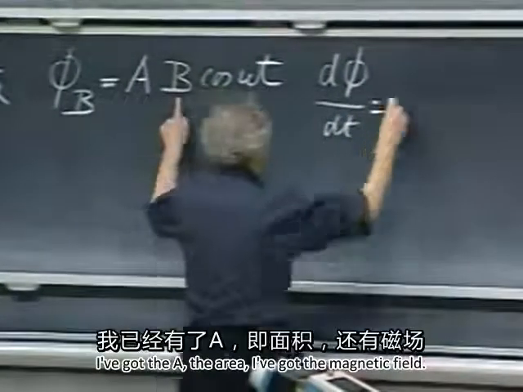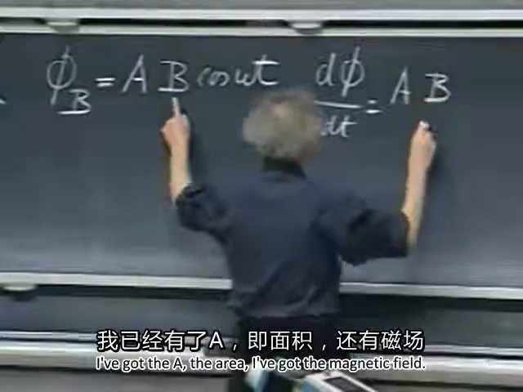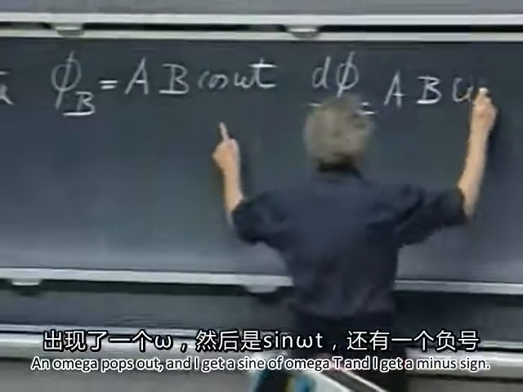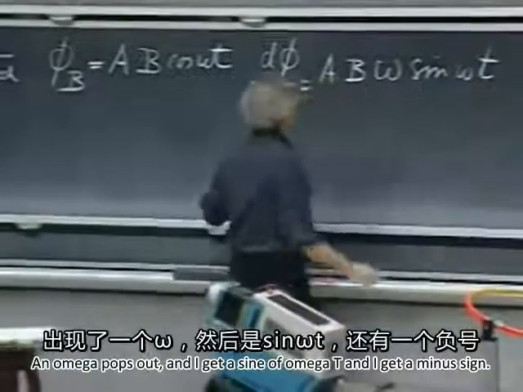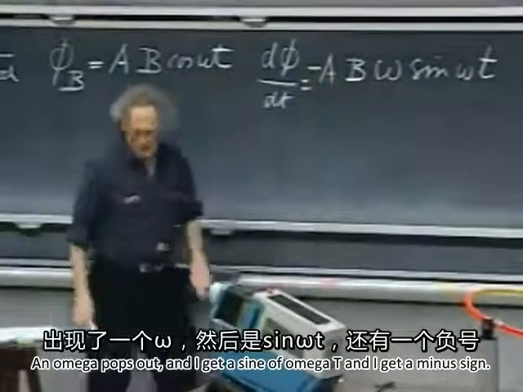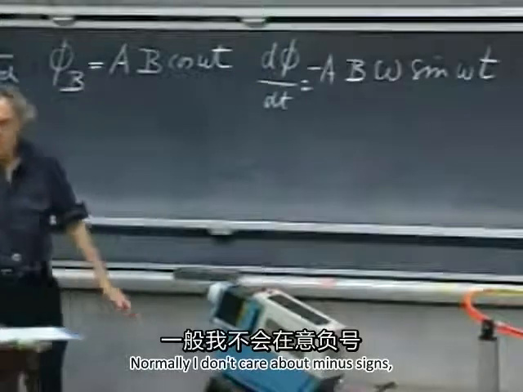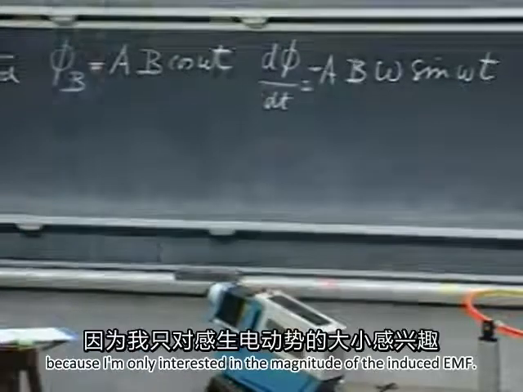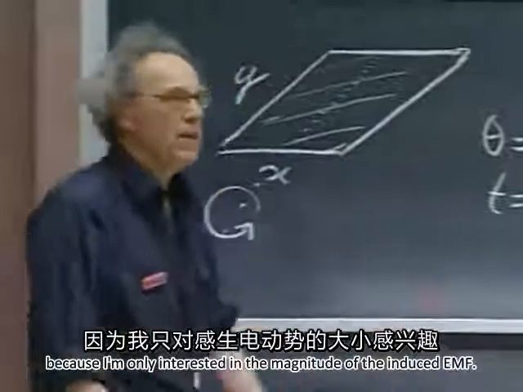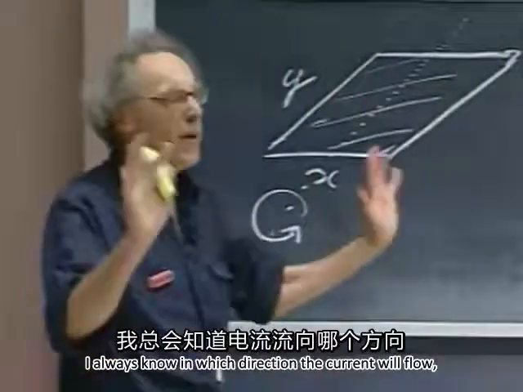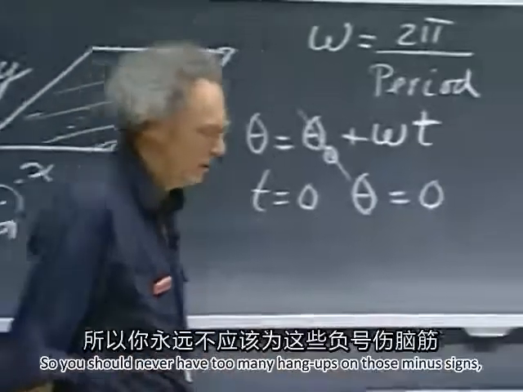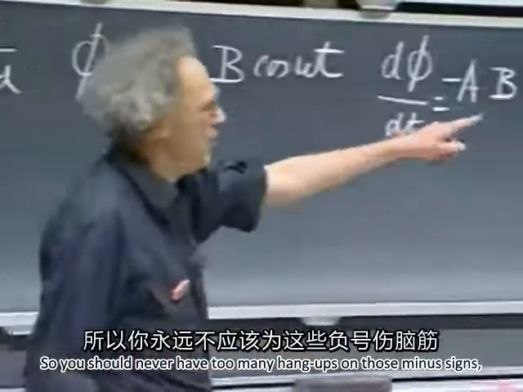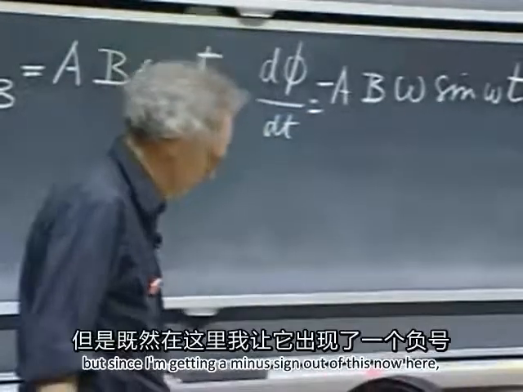I get the A, the area. I get the magnetic field. An omega pops out, and I get a sine of omega t. And I get a minus sign. Normally I don't care about minus signs because I'm only interested in the magnitude of the induced EMF. I always know in which direction the current will flow. I really do, because I know Lenz's law. So you should never have too many hang-ups on those minus signs.